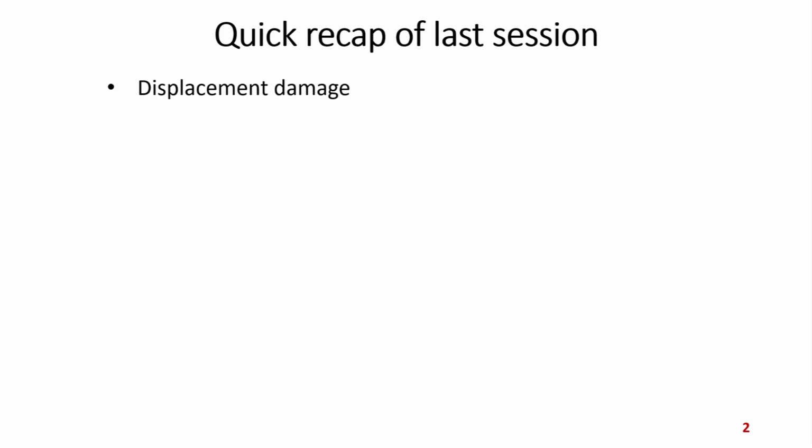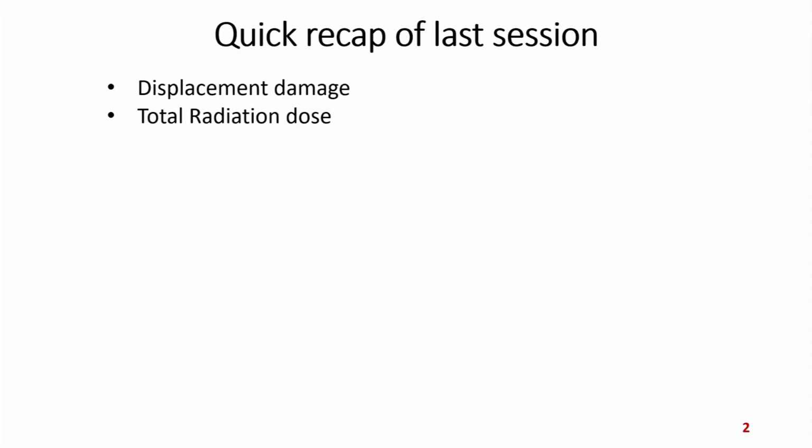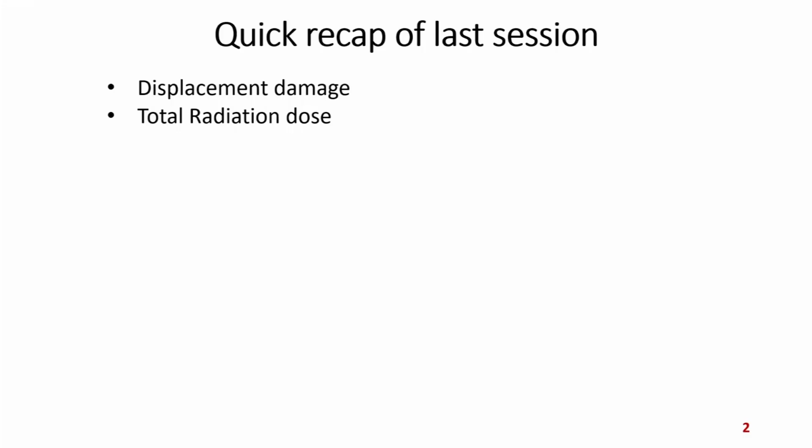So, these are the things we discussed, and in the last session we discussed the displacement damage. Displacement damage is a non-ionizing effect, but it is caused by the ionizing radiation, and we have seen what the displacement damage is. And then also we discussed the total radiation dose. Total radiation dose comes when my energy interaction is an ionizing radiation. When it is non-ionizing, we call it the displacement damage, and both give an indication of the total radiation dose.